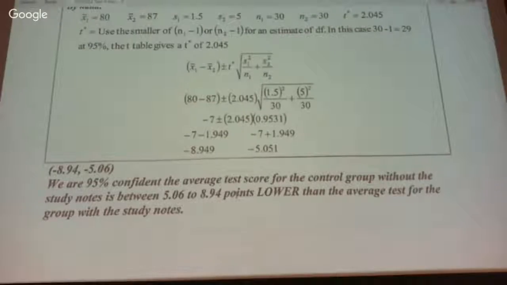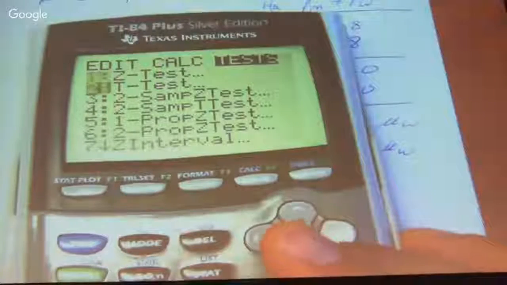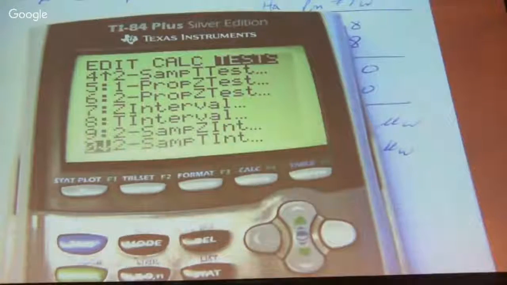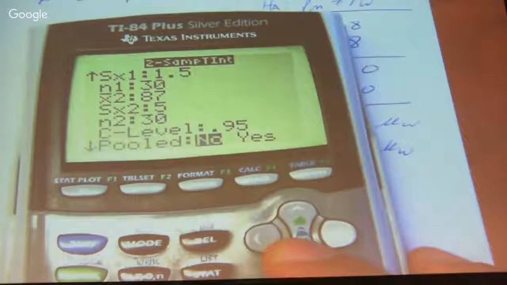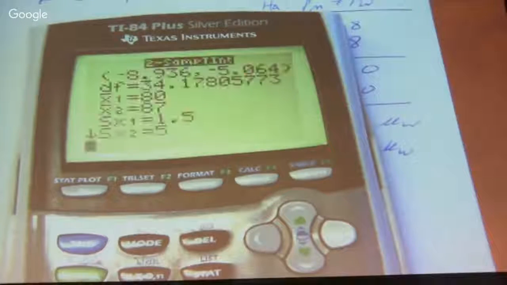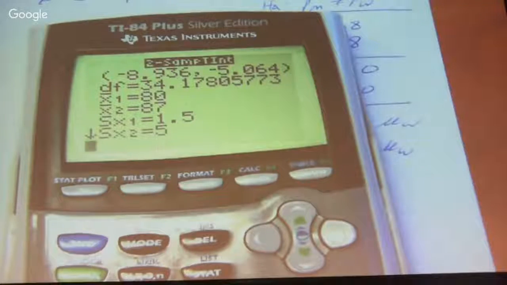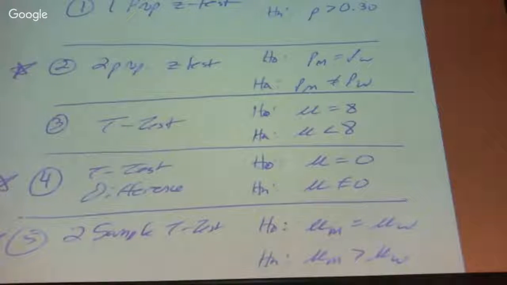So the last thing I'll do, we'll check it in the calculator. Stat, test, 2-sample t-test goes with 2-sample t-interval, number 0. All the numbers are in there. Don't forget pooled is no. We are doing 95% confident. That's where I get the 2 negatives. Okay? Stop it there. That again, just to remind you, my job was to go over all 5 and show you how really different they are, and hopefully that worked. Okay?